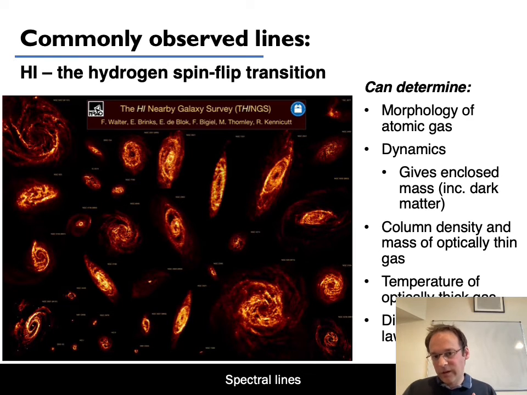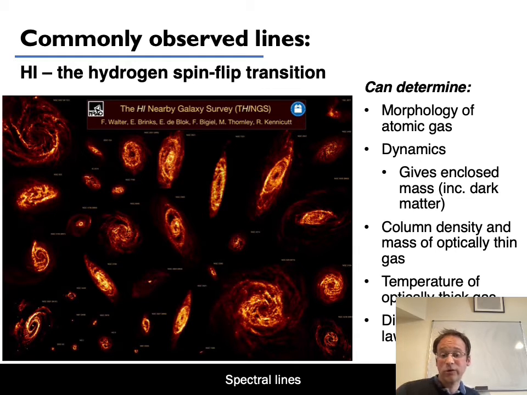Right, so we can look at these different science cases in a bit more detail, and I'll just go through some of the more commonly observed spectral lines. Probably one of the most commonly observed spectral lines is, as I mentioned, the 21 centimeter line of neutral hydrogen. This is a really important transition in radio astronomy. It allows you to trace the neutral gas in galaxies out to large radii, and therefore, using the shift in the line, you can determine the dynamics of the gas, the baryonic content of the galaxies, and that tells you something about the enclosed mass in the galaxy, including its dark matter. So it's a very important diagnostic of the internal motions of a galaxy.